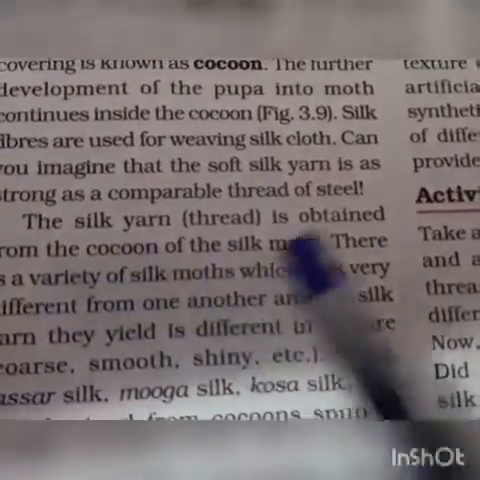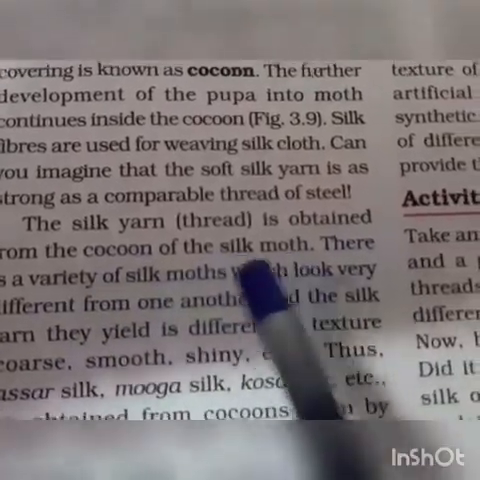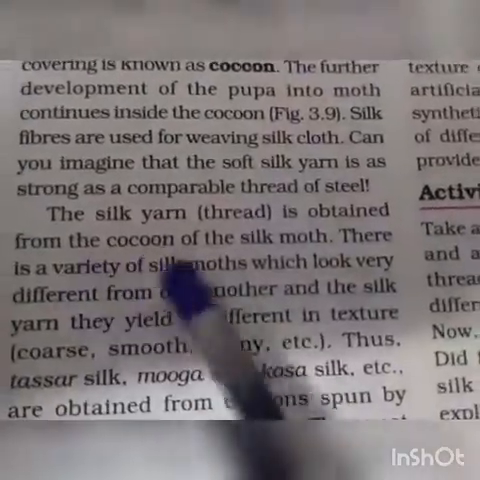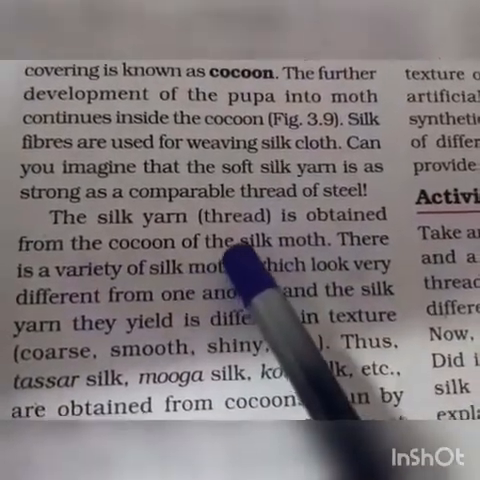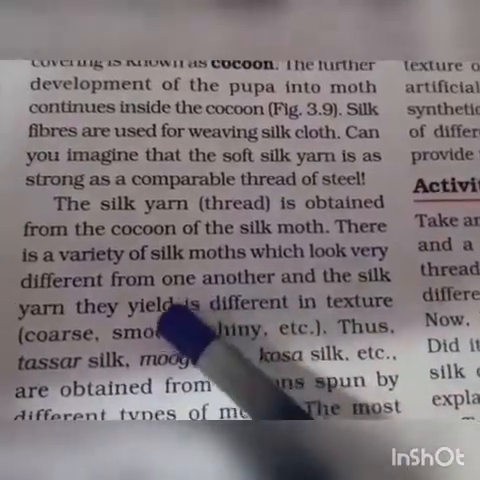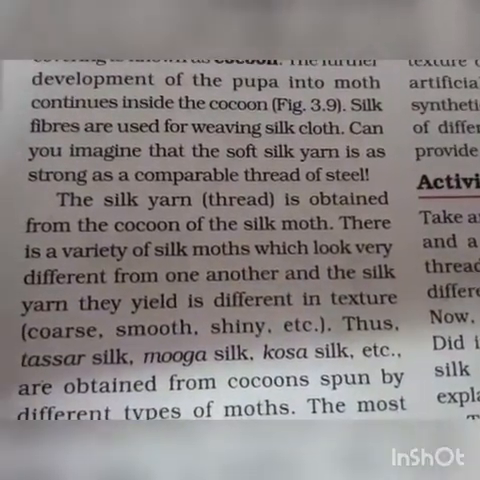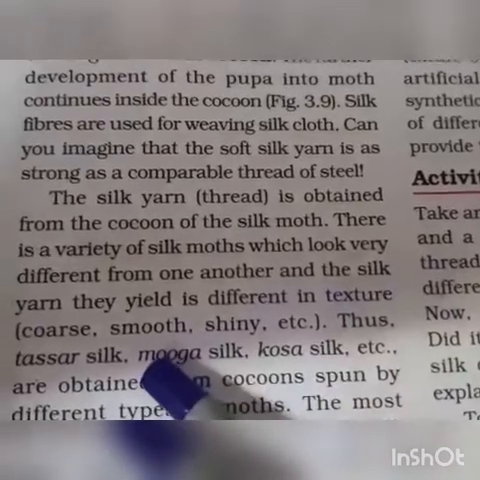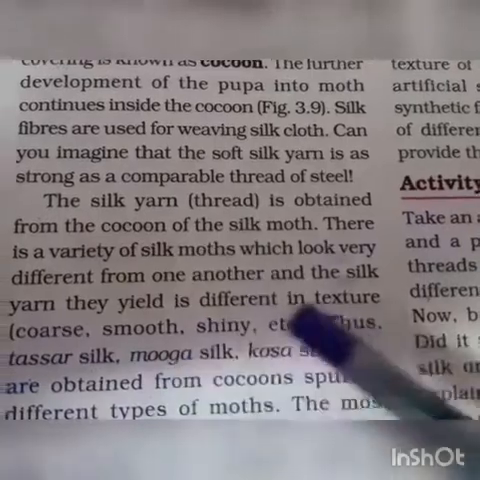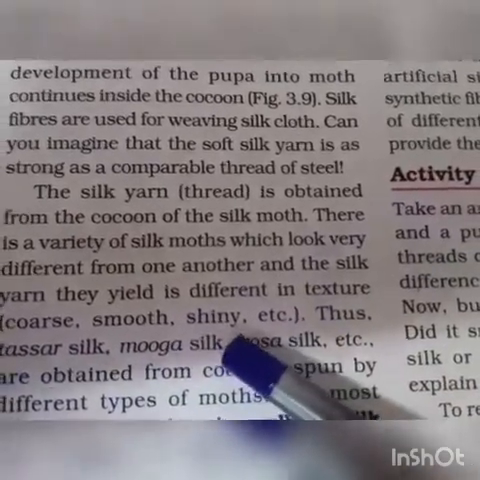The silk yarn or the thread is obtained from the cocoon of the silk moth. This cocoon itself, that covering itself, is the silk yarn. So we get the silk yarn from the cocoon of the silk moth. There are a variety of silk moths, and when the varieties of silk moths are different, the silk that is obtained is also of different variety. Some is coarse, meaning rough, some is smooth, and some of the silk obtained is shiny.